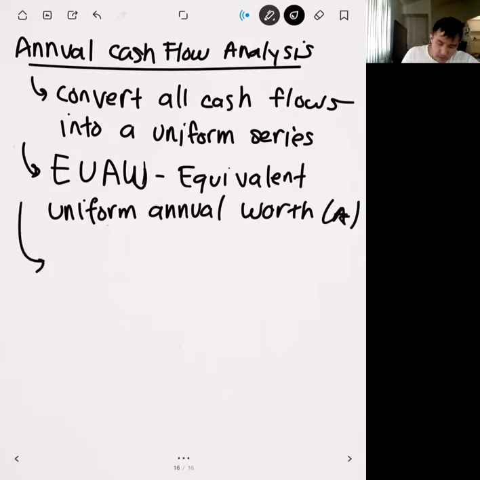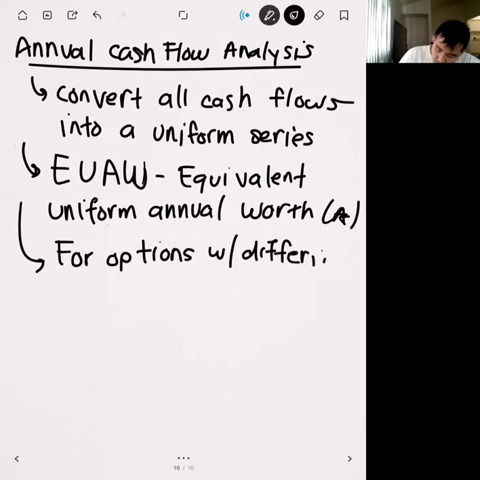I don't have time to do an example, but I will tell you one thing that annual cash flow really has an advantage over present worth. And that's in dealing with cases like we just did in our previous example. For cases where you're comparing options with different product lives, you actually don't have to do anything special for annual cash flow analysis. All you have to do is compute the EUAW for the life of one product.